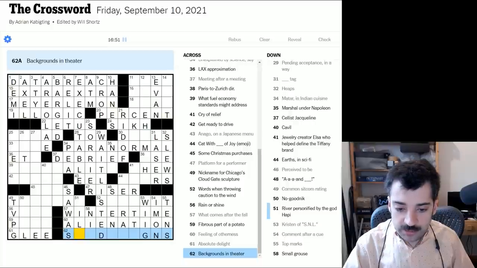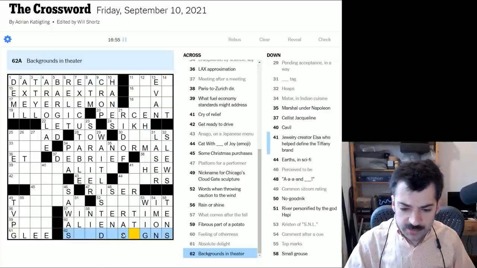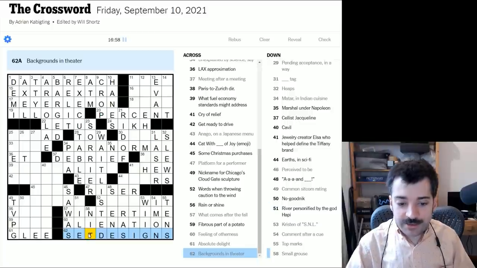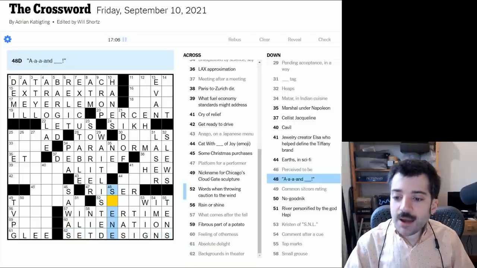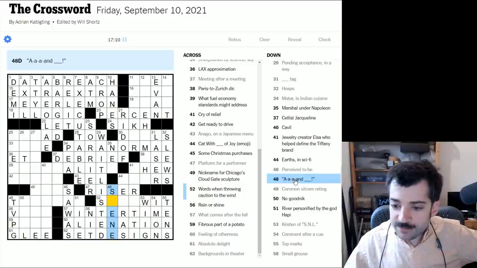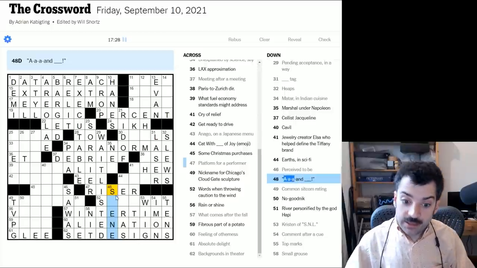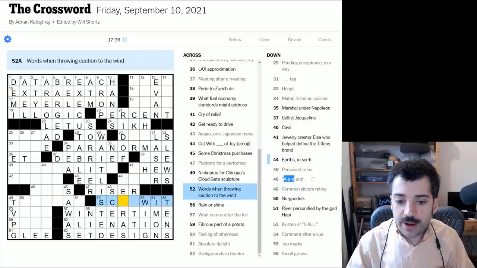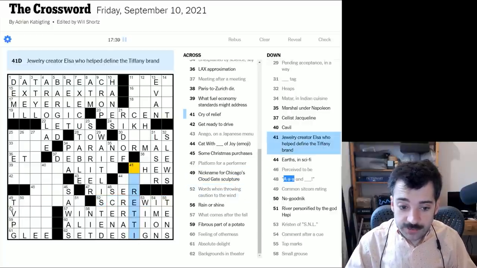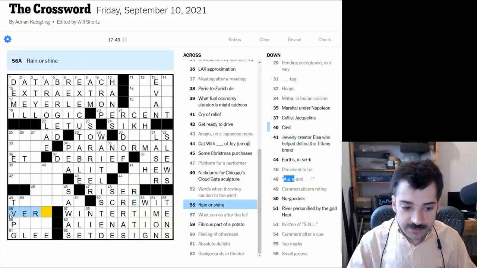Backgrounds in theater. Could be something signs, right? Oh, set designs. So set dressing was in the right direction, but needed a different word. Set designs. There we go. I see. Oh, sorry. I completely misread this. I somehow didn't realize that there was a hyphen right before the and. I read this as A-A-A space and, which was just beyond baffling. I was thinking and something, which made no sense. But in fact, it's and scene, which with a nice cross to the theatrical set designs. It's pretty good. Here we have, words when throwing caution to the wind. Screw it. Let's just throw verb into 56 across. Come what may. No, I'm not actually going to do that.